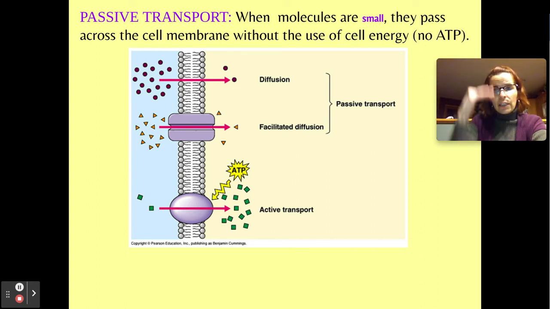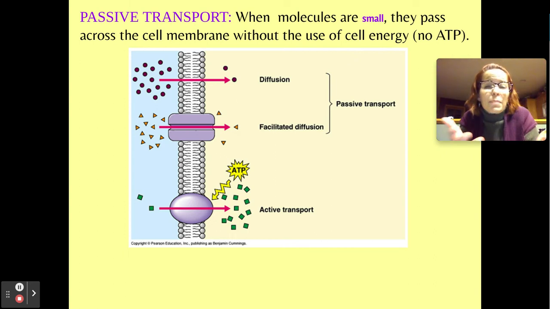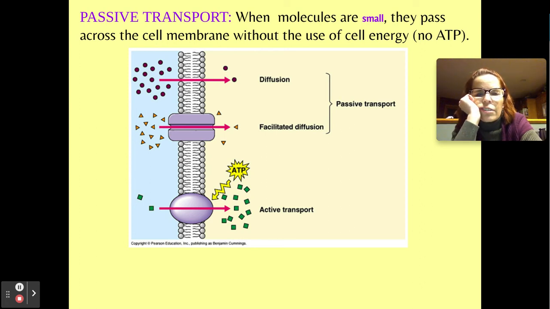In the next one coming down, that's called facilitated diffusion. In that case, the molecules weren't able to pass through the cell membrane on their own. They had to pass through a special tunnel. It's made out of protein. And so we call that facilitated. It's being helped across, but no energy is being used. It's just traveling through a little tunnel. So both of those are passive transport. Didn't require any energy at all.